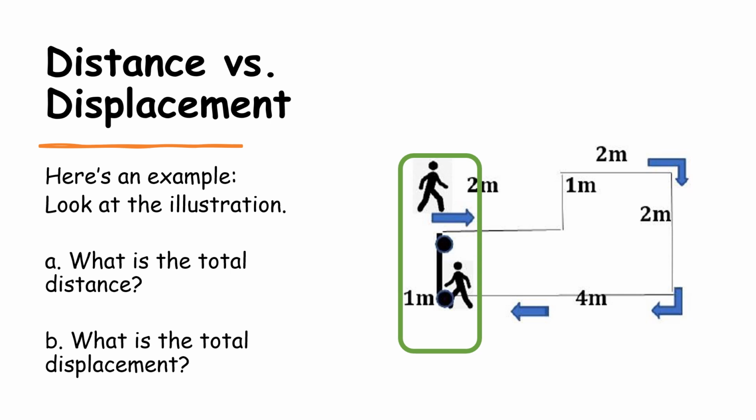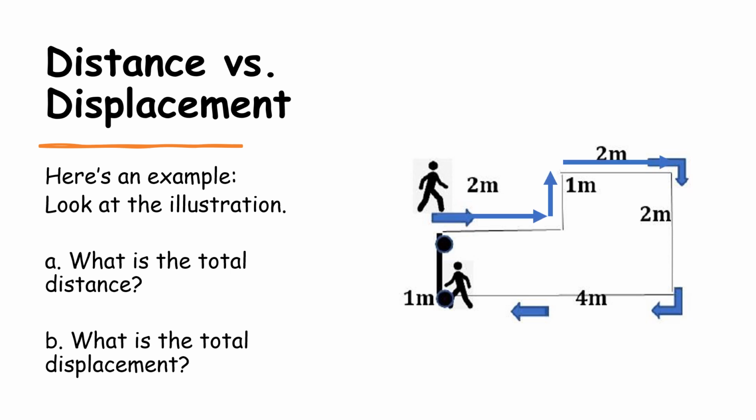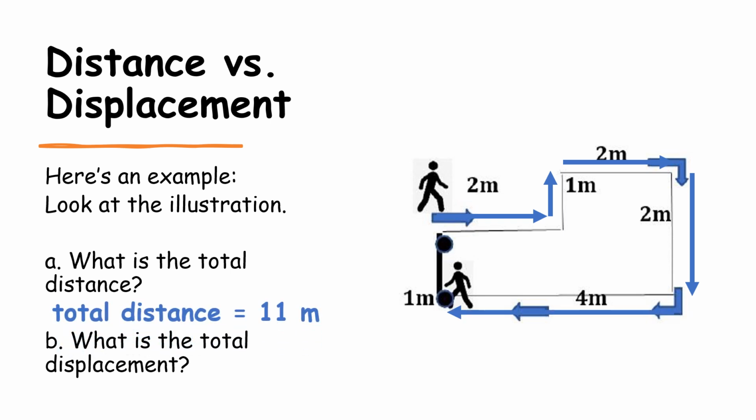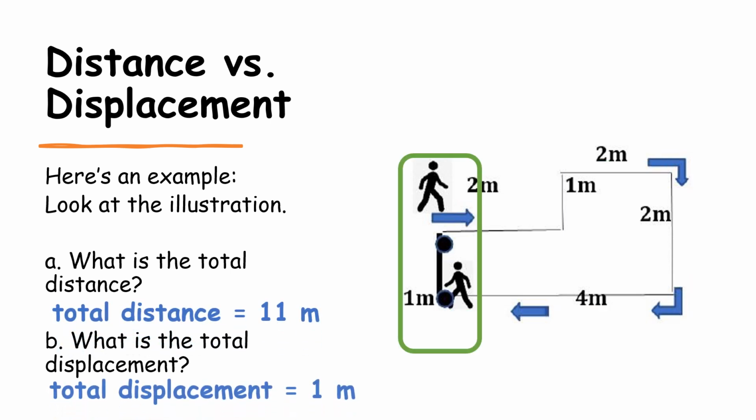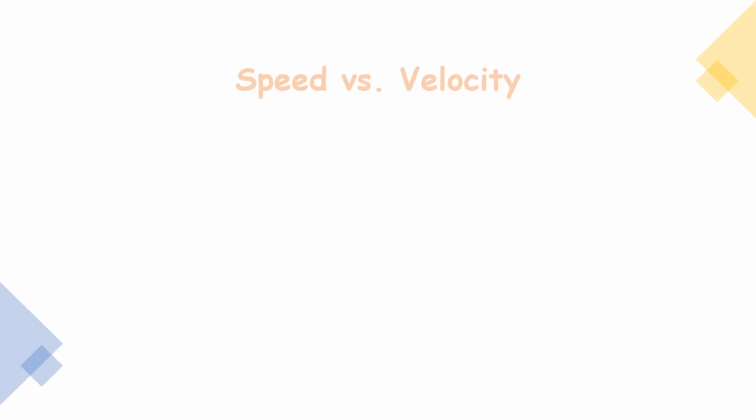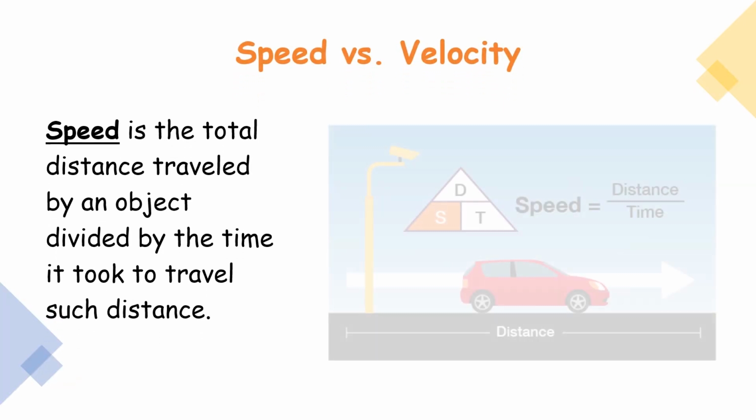compute for the distance. In this case, the total distance will be equal to 2 meters plus 1 meter plus 2 meters plus 2 meters plus 4 meters, which is 11 meters in total. On the other hand, the total displacement is just 1 meter, which is from the starting point to the final point. Speed tells us how fast an object moved.